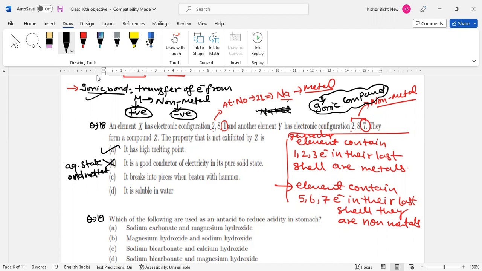Okay, it breaks up into pieces when beaten with a hammer. Yes, they break into small pieces, and ionic compounds are soluble in water. Yes, so in this one, what is the question? Configuration are given, the property that is not exhibited by the compound. So what is not exhibited? So which one is incorrect? The answer is D. Please see one by one point everything.